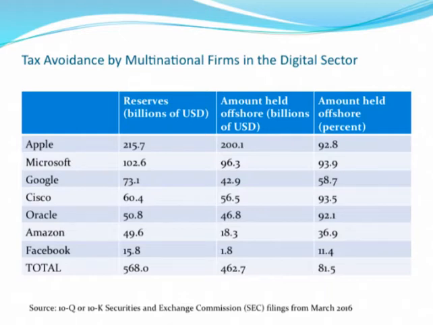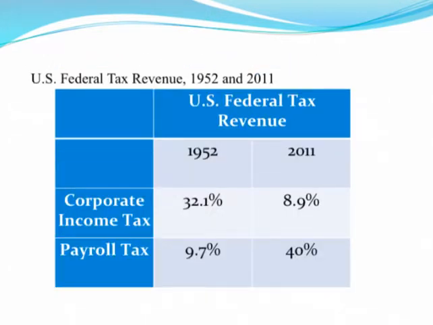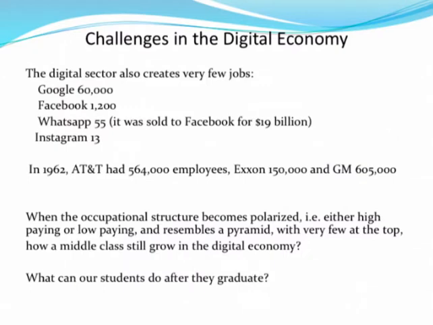Now, this means there's really no trickle-down benefit. When these profits are not repatriated back to the US, there's no reinvestment, and there are no jobs for workers. The next slide shows that in 1952, 32.1% of US federal tax revenue came from corporations, and only 9.7% came from individual income tax. But 2011 is the reverse. So what we're seeing here is trickle-down financial burden, not trickle-down benefits.